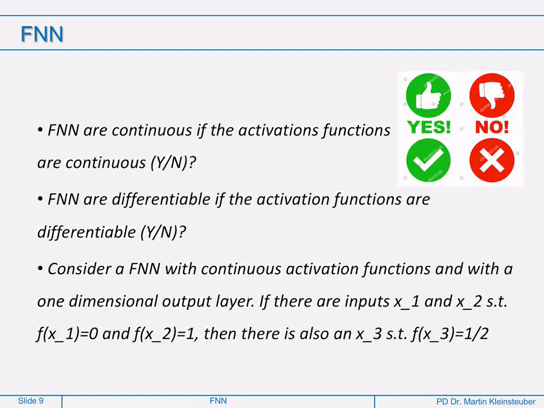I don't want to go much more into the detail of the structure of these feedforward neural networks, but you should have an idea that they are continuous, that they are differentiable if the activation functions are differentiable, and that all you want to do is approximate other functions. And so approximation theory goes in that direction.